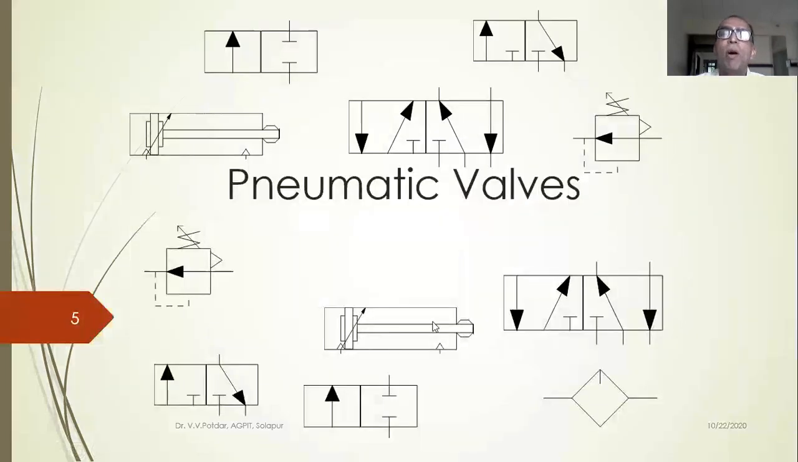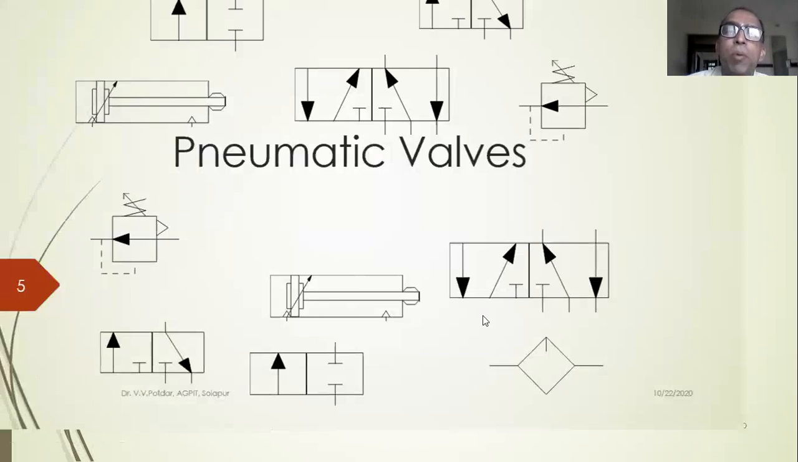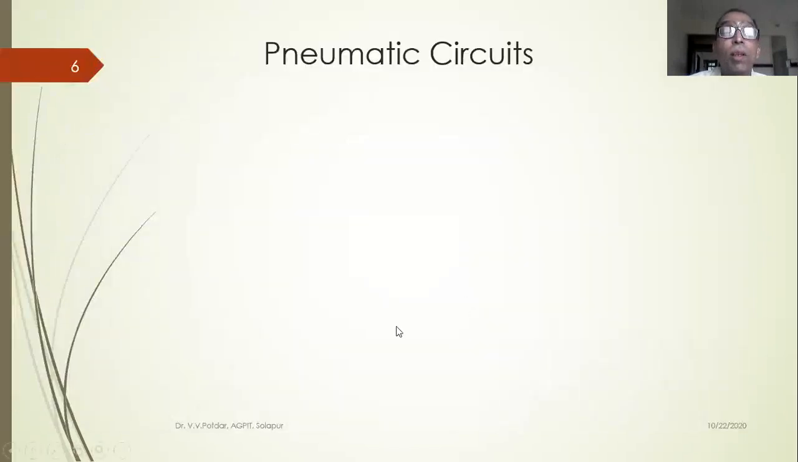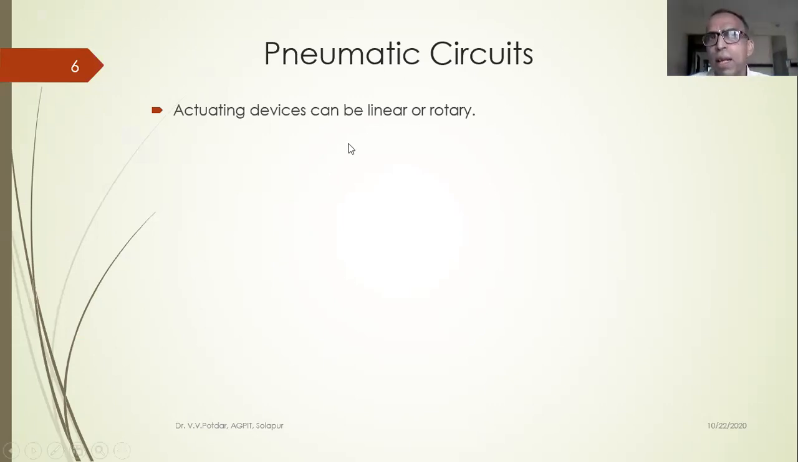Then different types of valves, we have to be a bit attentive. You have the cylinders, you have different types of valves, which we'll be seeing in detail in the coming slides. In a typical pneumatic circuit, actuating devices can be linear or rotary. Rotary actuators are called air motors. We are talking about pneumatic circuits. And then linear actuating devices are pneumatic cylinders.